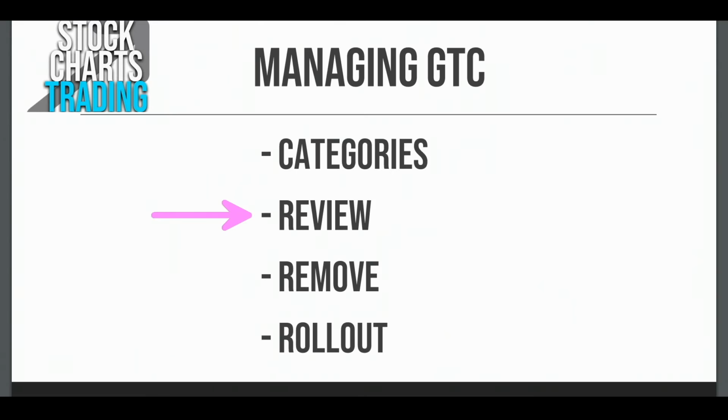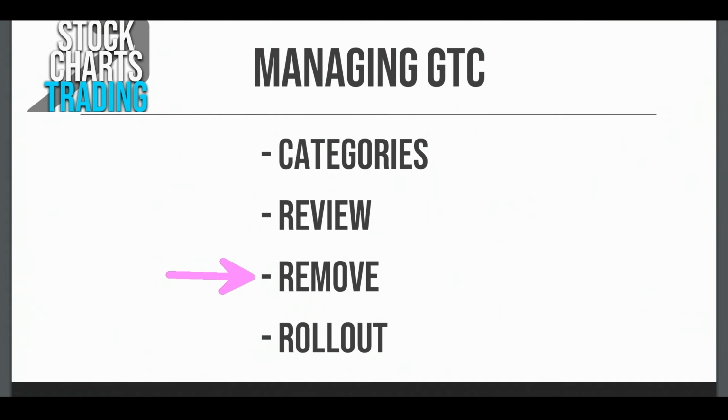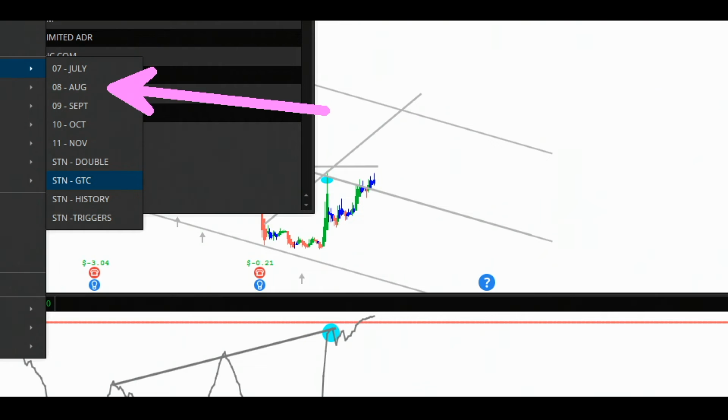Also, we'll have to review the trade setup. Am I still coming up against that resistance? If not, maybe I need to remove that trade. If so, then maybe I need to roll that out into the next month. When I place a trade, I put it into this category here and monitor it until it gets filled. Then I'll put it in the appropriate month.